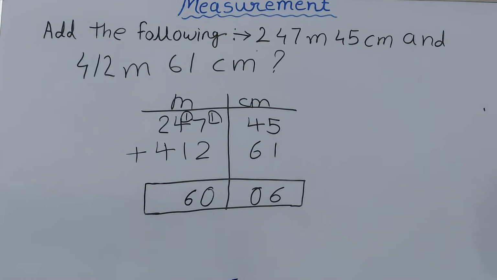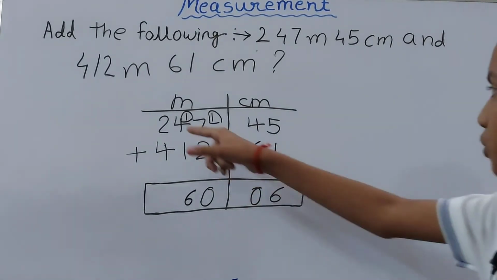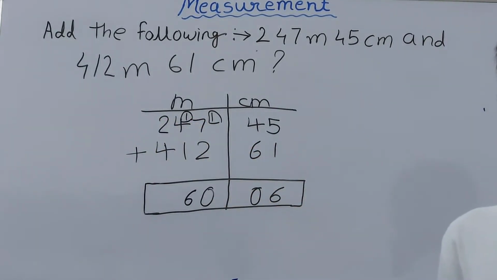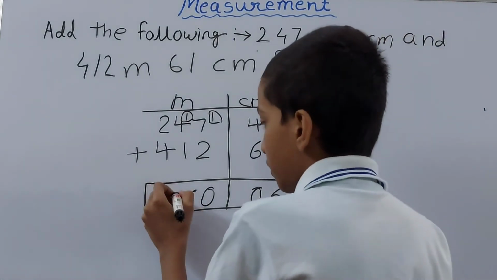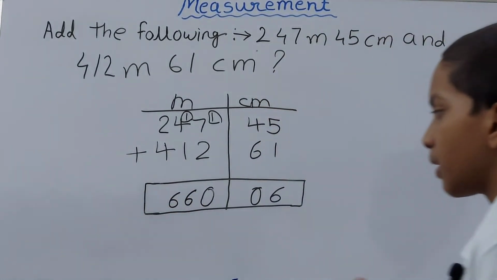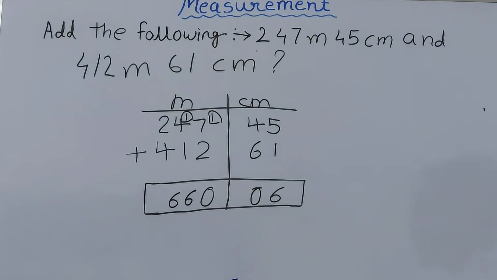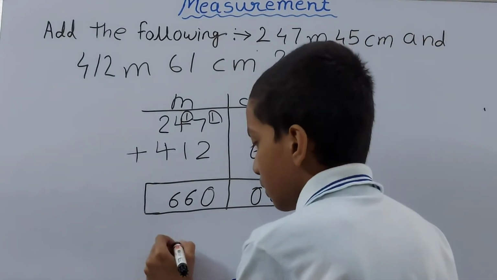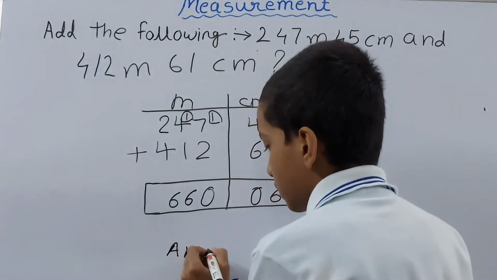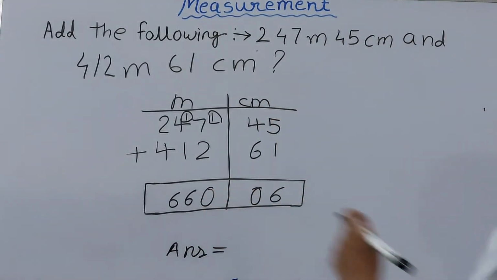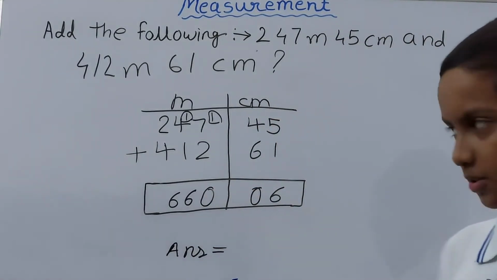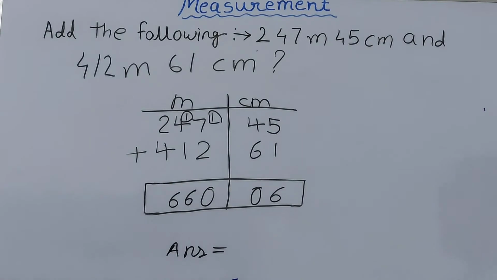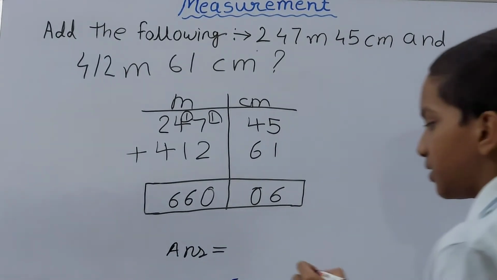Alright, now let's add this. So 2 plus 4 is also 6. So here it is 6. What will be the answer now, friends? See. So the answer will be 660 meters, because 660 we have got as our sum. That means we are going to write 660.